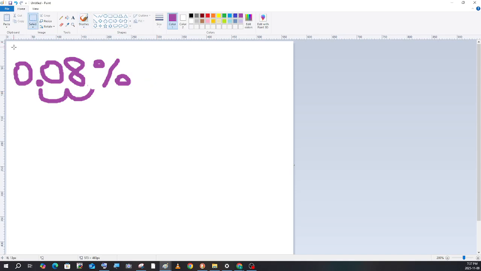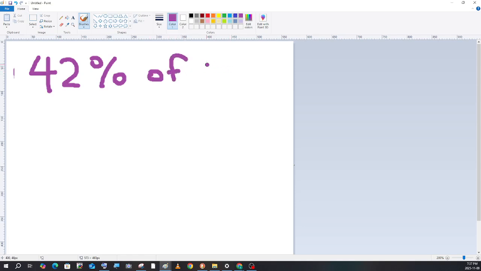So let's finally do an actual example here. I'm going to find 42% of 400. Now in math, typically, not always, mind you, but most of the time, whenever you see an expression that has the word of, that means you're going to end up multiplying something. And we're going to see that that is the case here as well.